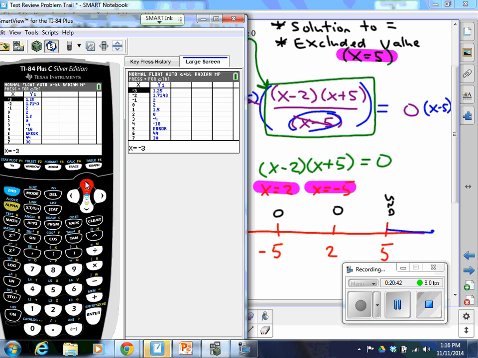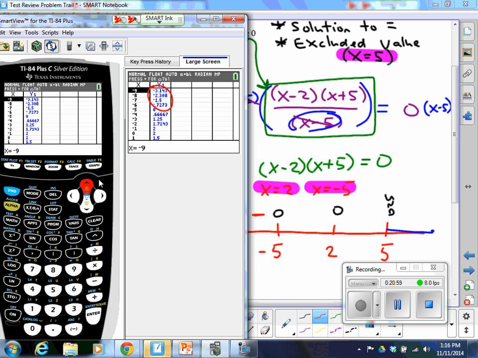So if we go out here, I can see right at -5 I get 0. That was one of the solutions we got. And then all of the values are negative y values. I'm looking at these values, so that's telling me this entire interval is having negative numbers.